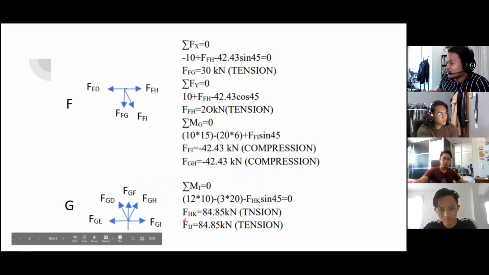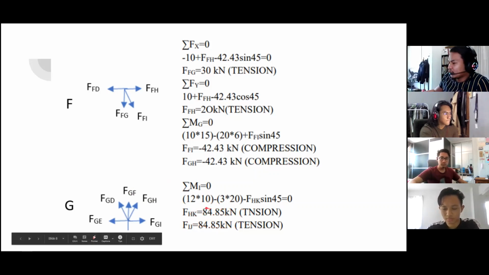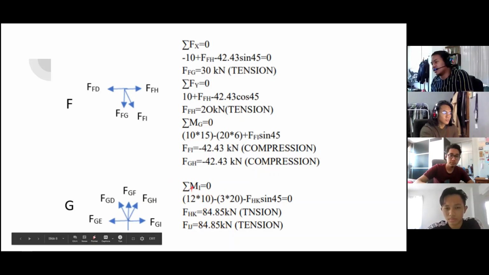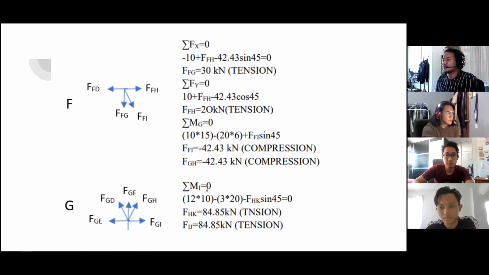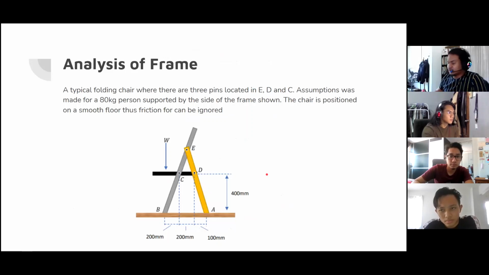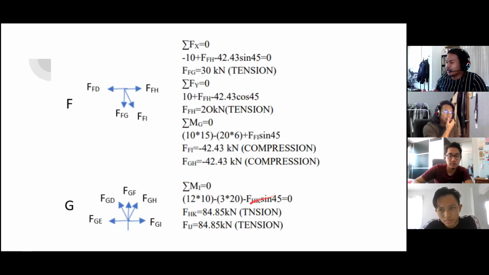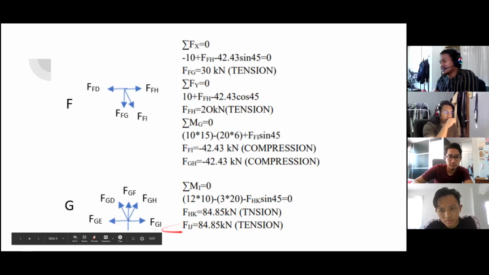And lastly, we need to find FHK and FIJ. We take the moment about I. There we got FHK and FIJ, both in tension. Okay, that's all.